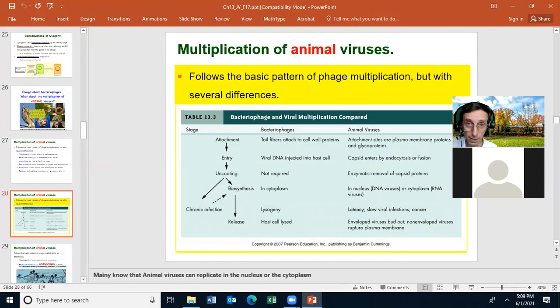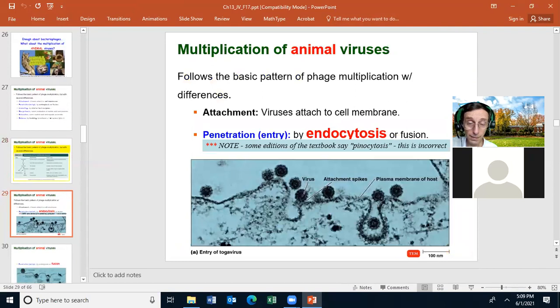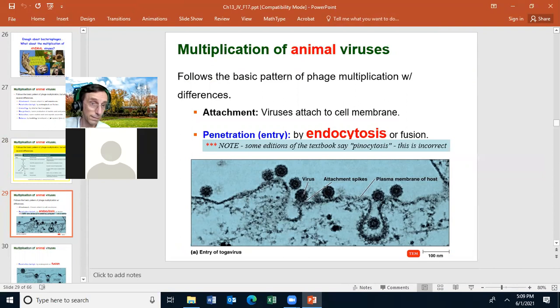We're not going to talk about other viruses that affect other kingdoms. We will briefly in one slide talk about plant viruses, but generally we're not going to talk about other eukaryotic viruses, just animal viruses. And we're talking about animal viruses because they're the ones that cause human disease.